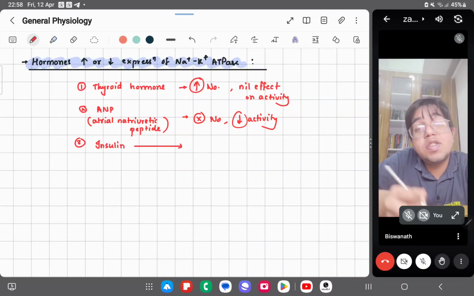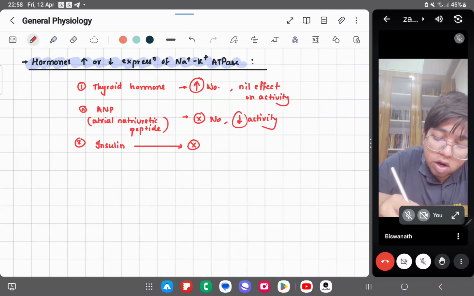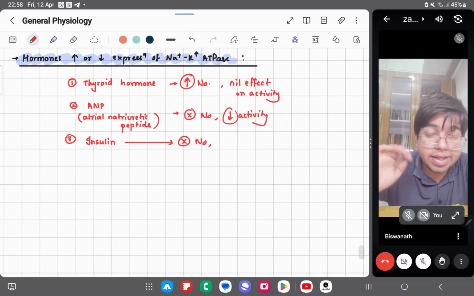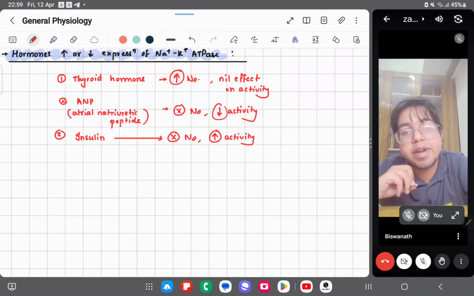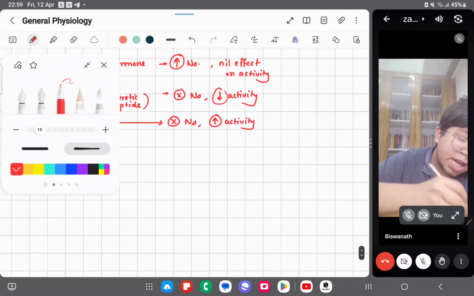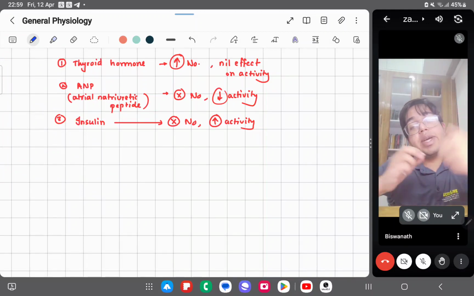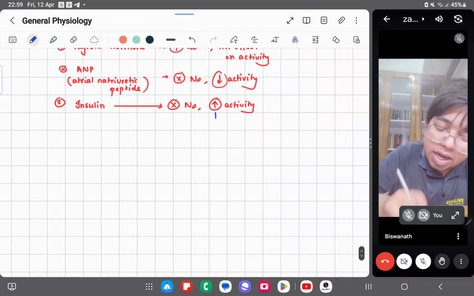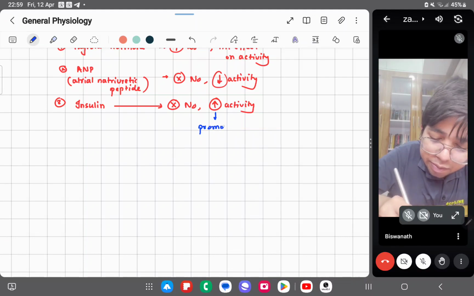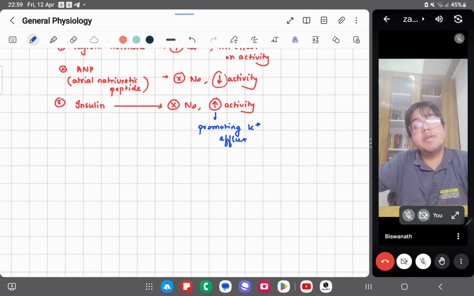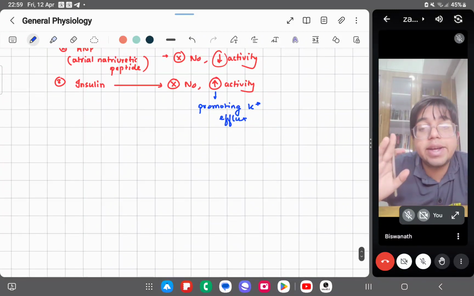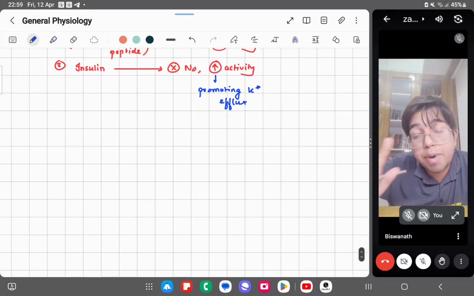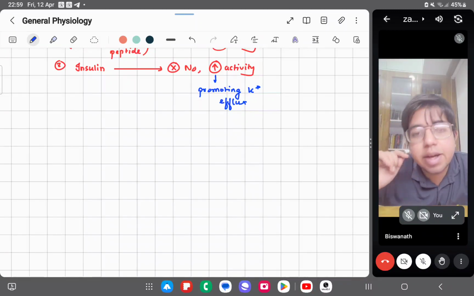What will insulin do? Insulin has no effect on the number itself, but it increases the activity of sodium potassium ATPase. If it increases the activity, that means it is promoting potassium influx into the cell. That's why the treatment of hyperkalemia, increased potassium in blood, is insulin.